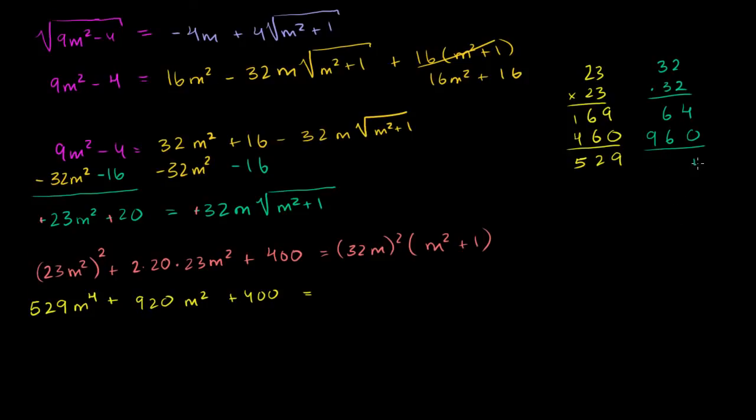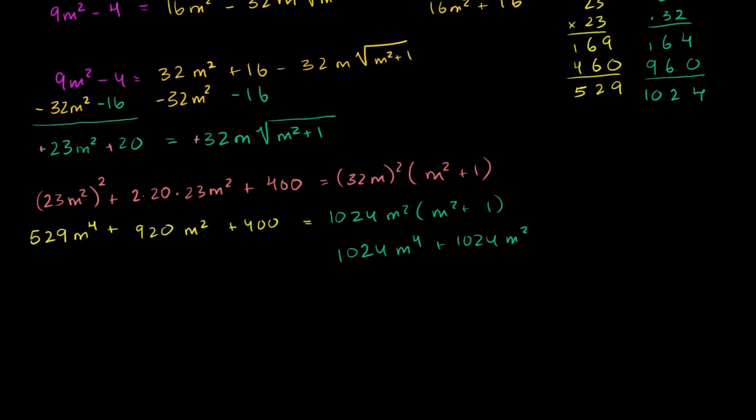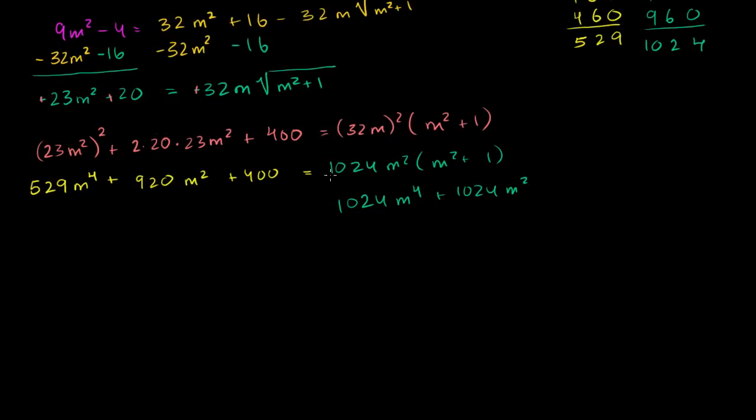But anyway, 4 plus 0 is 4. 6 plus 6 is 12. And so it's 1024 is equal to 1024. That's the 32 m squared times m squared plus 1. Or another way, this is 1024 m to the fourth plus 1024 m squared. And now we are in the home stretch. So let's subtract 529 m to the fourth from both sides. So minus 529 m to the fourth. This is extremely tedious. Minus 529 m to the fourth.